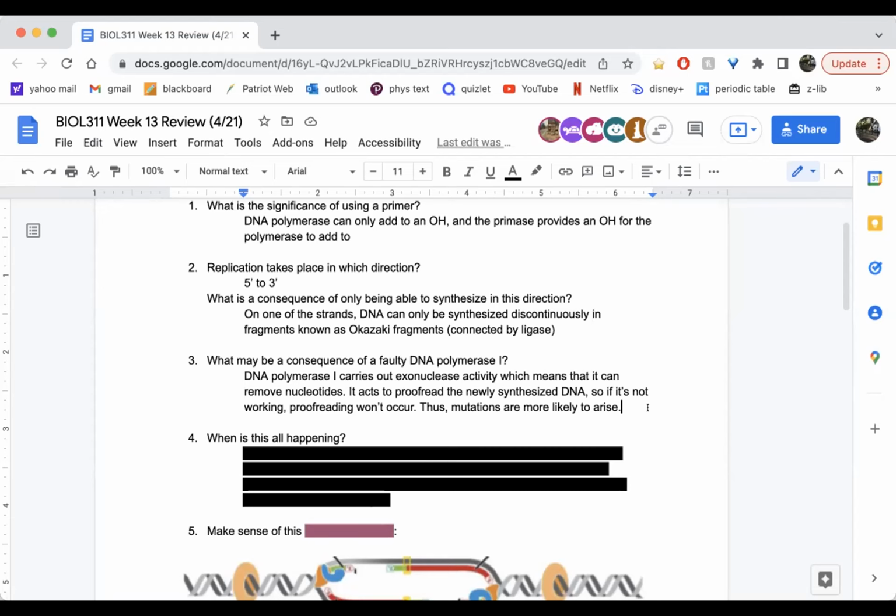So does anybody have questions about any of the first three questions? I have a quick question. So DNA polymerase, when you say that it removes nucleotides, that means it removes nucleotides that are basically misplaced, right? Yes. Okay. And the nucleotides, that's like the bases. Mm-hmm. It's a very basic question, but I just want to make sure. Okay, yes, thank you. Yeah, no problem.